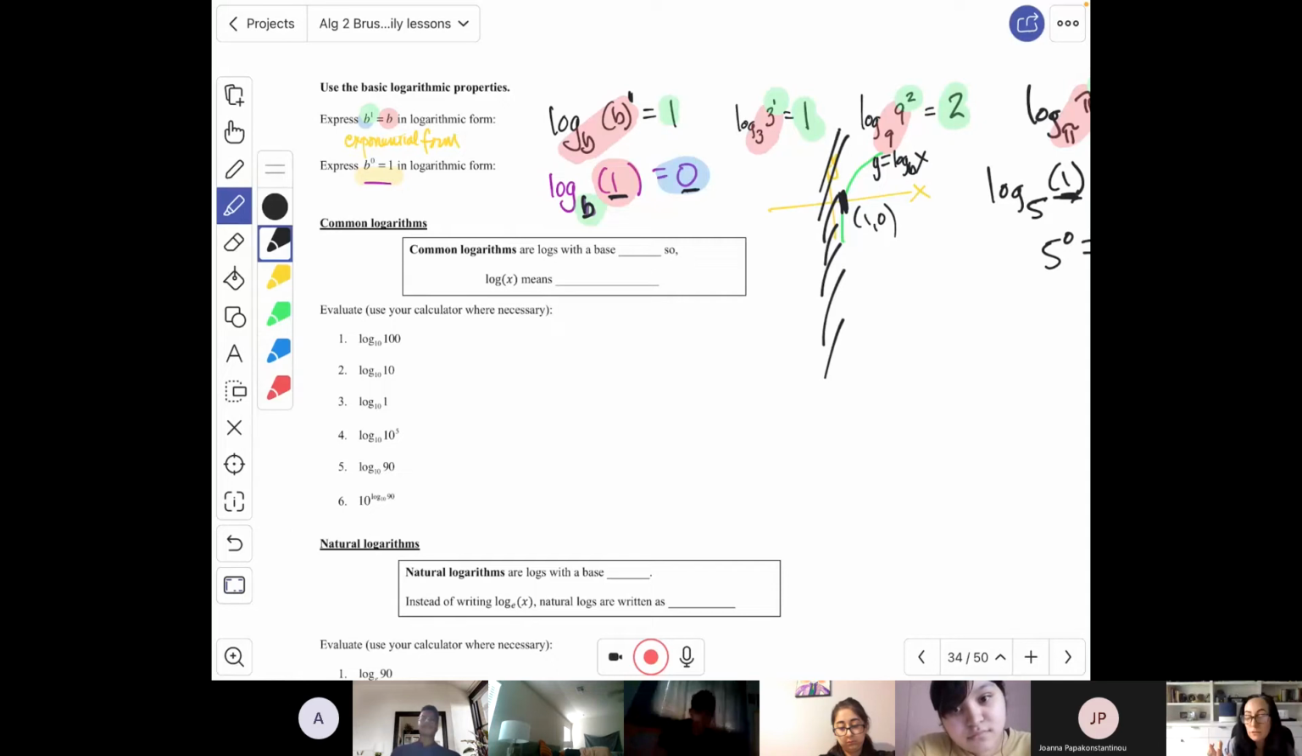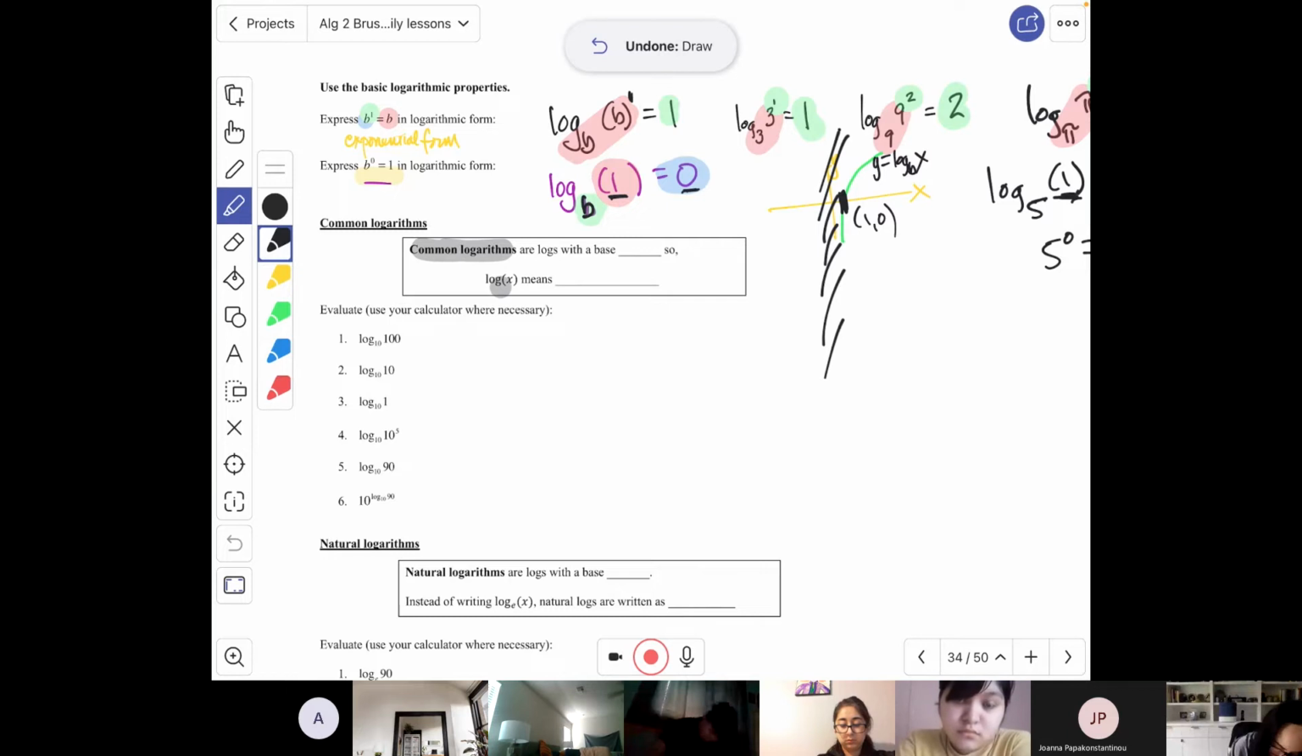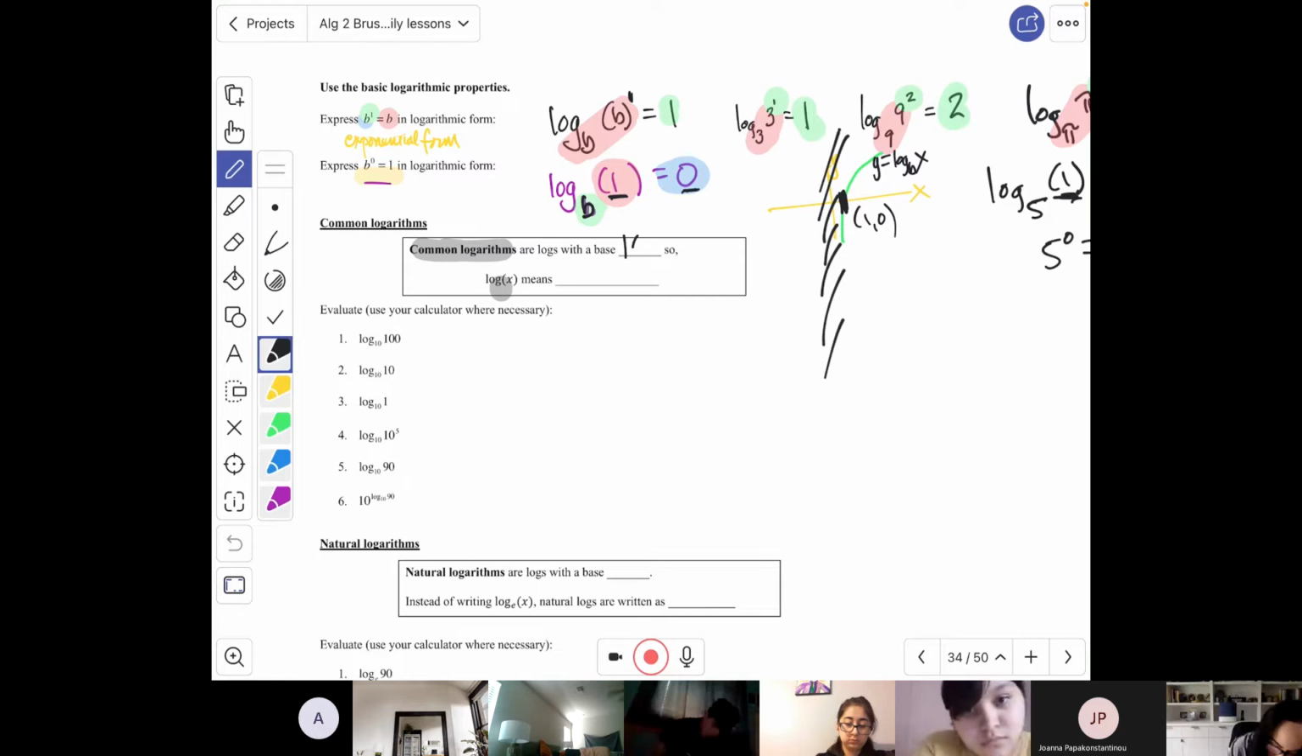Now, as I mentioned earlier, if you don't see a logarithm with a base, if the base is not explicitly represented, it is base 10. So that is base 10. So log x means log base 10 of x. I don't need to see the base there.